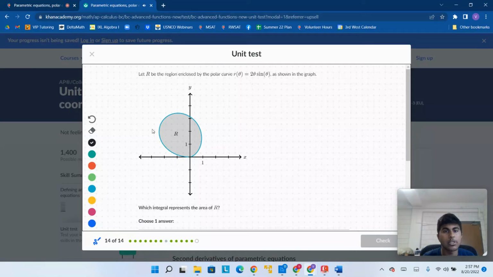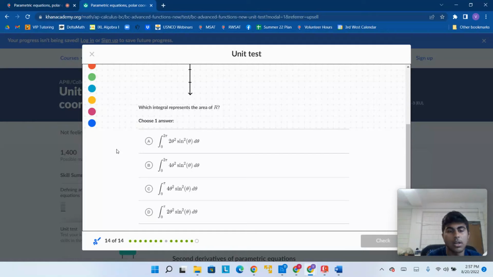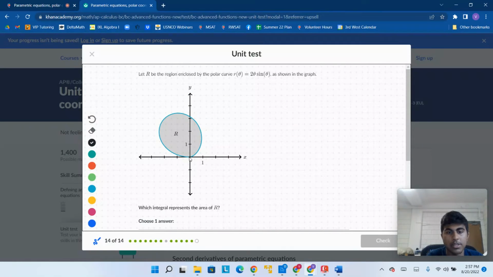All right, let R be the region enclosed by the polar curve r of theta equals 2 theta sine theta, as shown in the graph. Which integral represents the area of R? Well, we're going from 0, and then this is pi over 2, and then it keeps going. You come back down here to pi. And then when you go out from pi again, now you're going negative, so it's going backwards. So this is really just going from 0 to pi, and then it's going again.